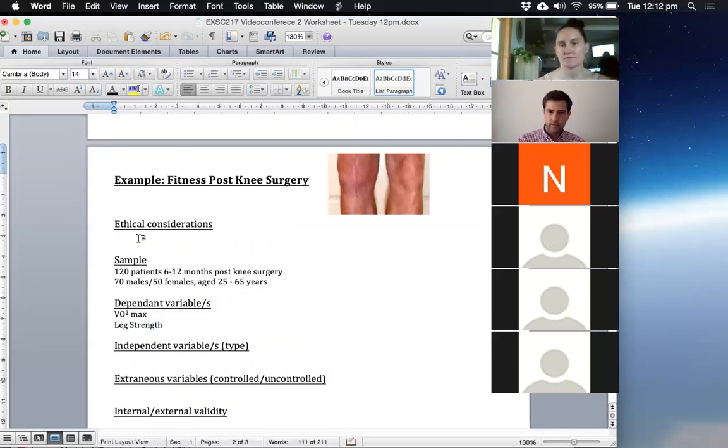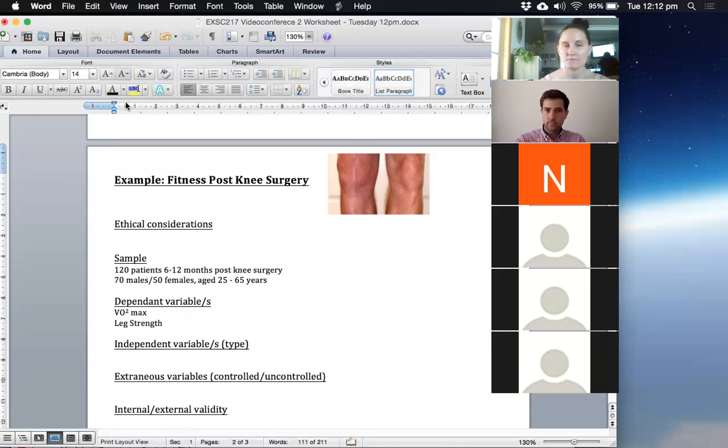Any ideas? Okay. I'll start. I think it's important that measures are taken so that no further damage is made on the knees just because they are an at-risk population.